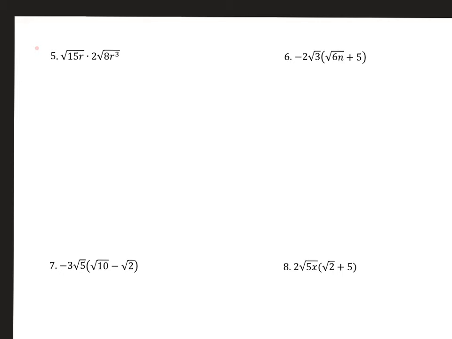Everybody, today we are doing simplifying radicals with exponents number 2, part 2. Let's go ahead and get started.